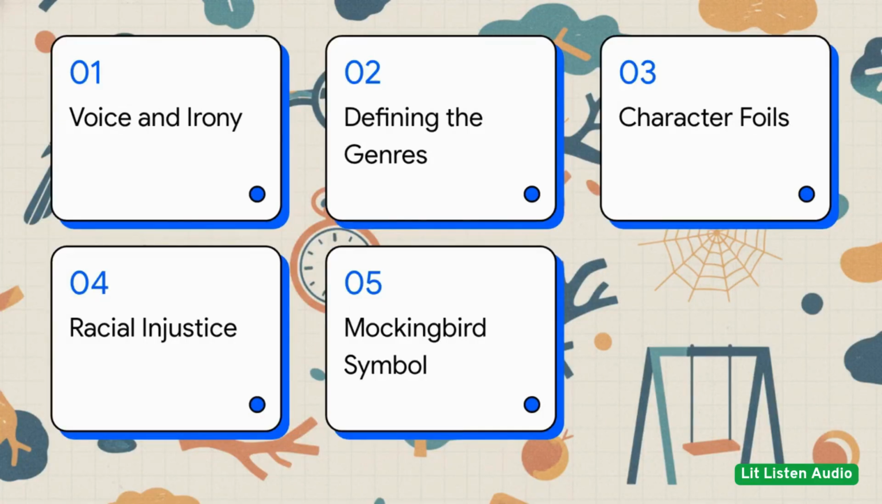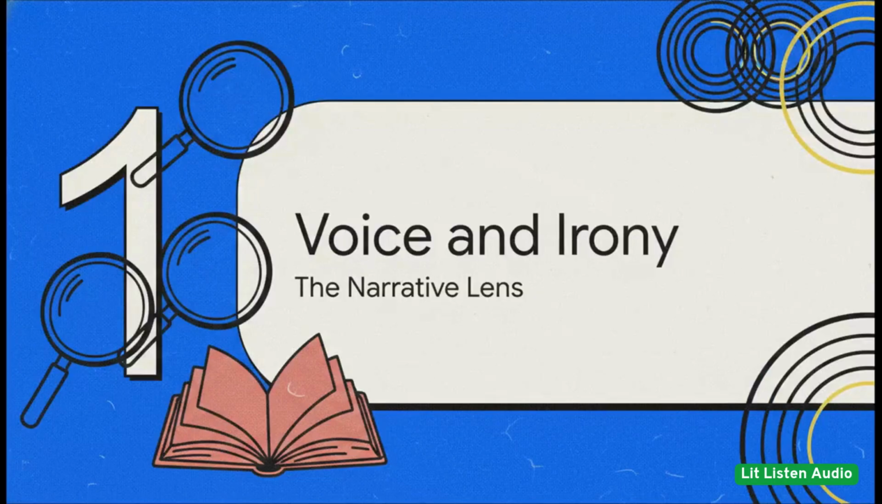First, we'll examine the lens, voice, and irony. Second, defining the genres. Third, the mirrors, character foils. Fourth, the message, racial injustice. And finally, we'll decode the Mockingbird symbol. Okay, let's dive right into this. Section 1, the lens, voice, and irony.